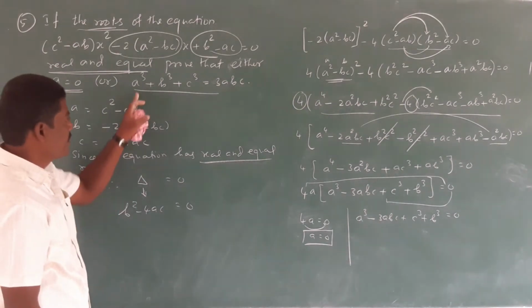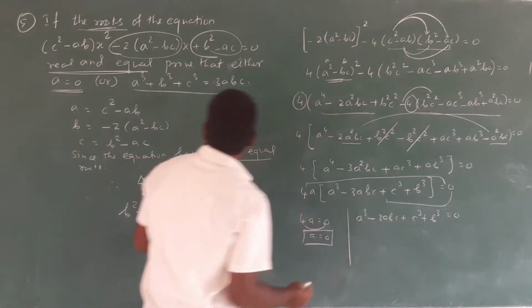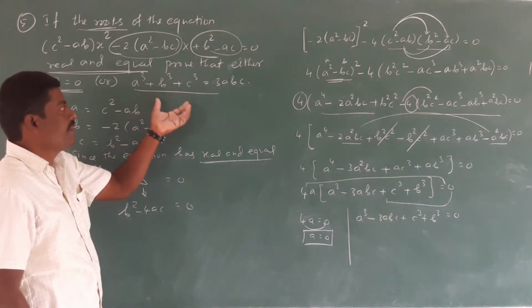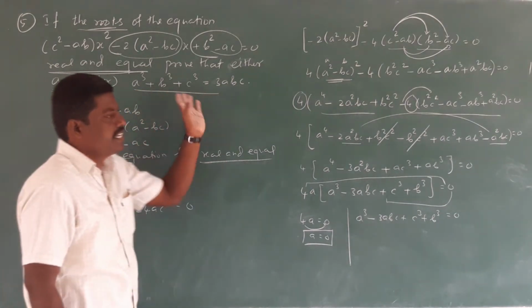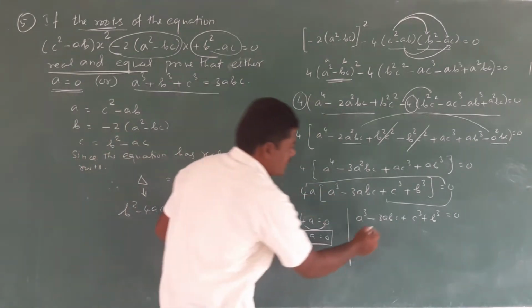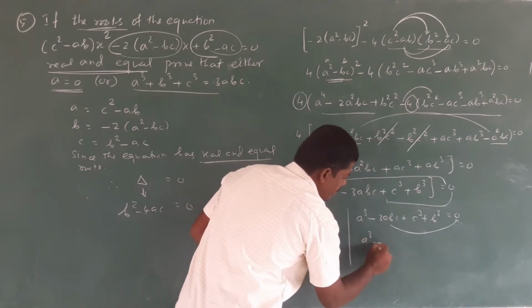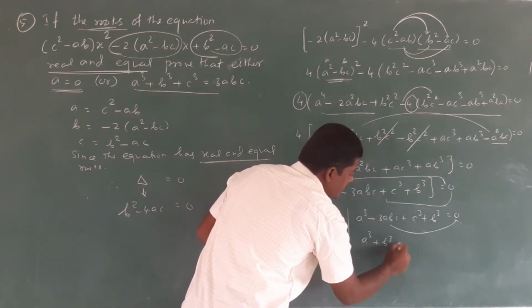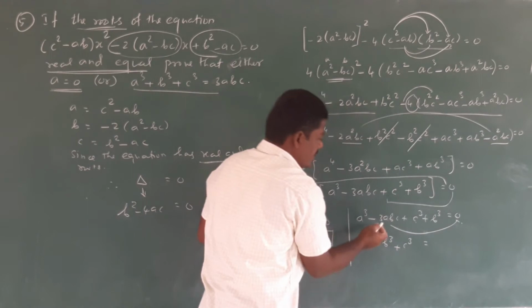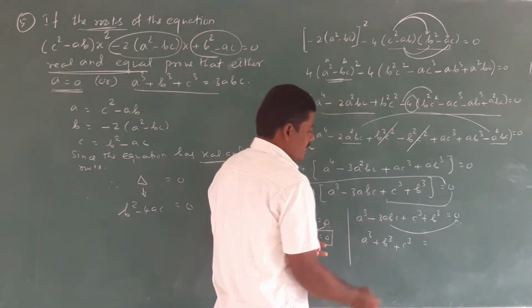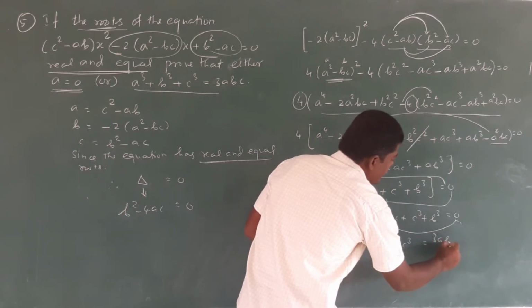Or next proof. What do we need on the left side? A cube plus B cube plus C cube. We want 3ABC on the right side. So A cube plus B cube plus C cube is equal to: this minus 3ABC goes to the right side and becomes plus 3ABC. Understand?